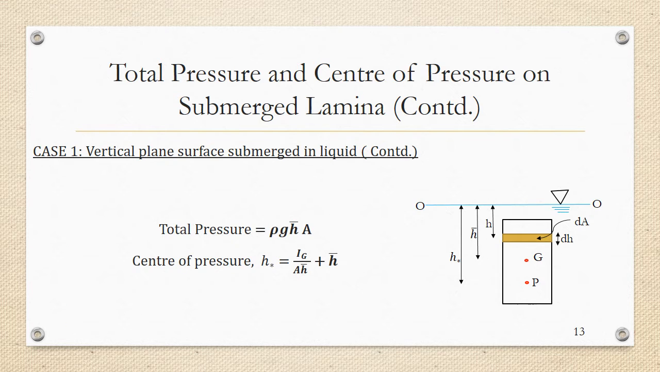And so, to summarize, the total pressure force for a surface that has been vertically submerged in a liquid is equal to rho g h bar into A, and the position of center of pressure h star is given by IG divided by A h bar plus h bar, where IG is the moment of inertia of this plane surface about its centroidal axis parallel to the free surface.